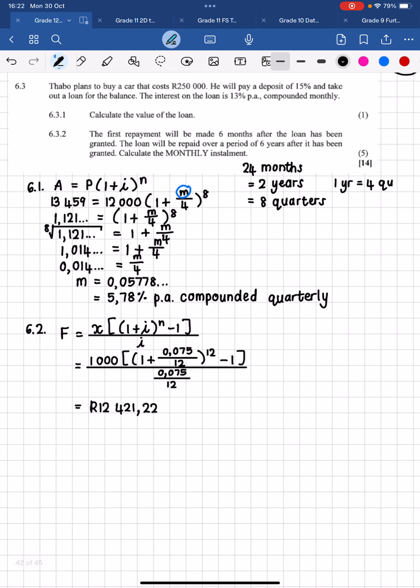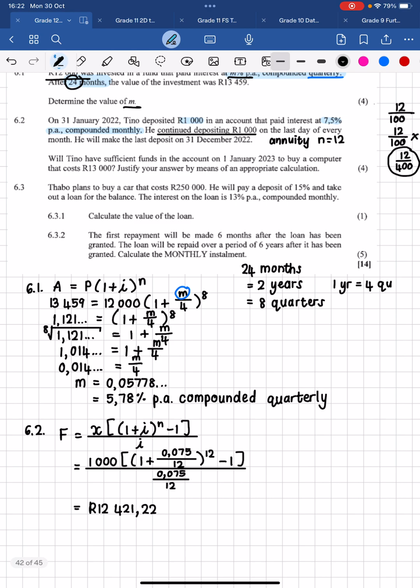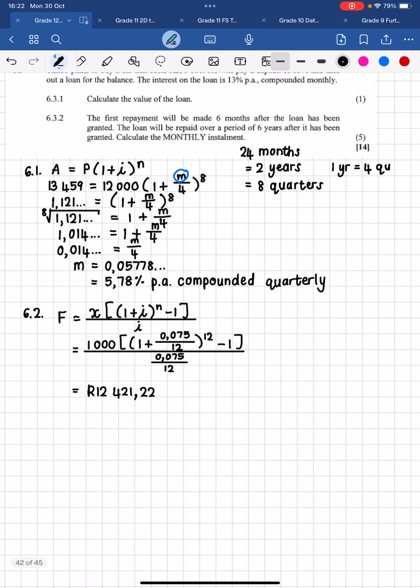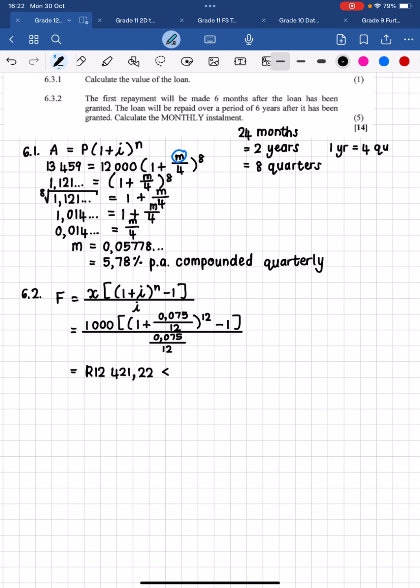All right, so that is the value that I'm getting. I can just show you on my calculator. That's what I got. Now, remember, what was the question? Will Tino have sufficient funds in the account on 1 January to buy a computer that costs 13,000 Rand? Unfortunately not. So now we're going to say this is less than 13,000. That's just my little reason for my answer there. Therefore, no. Or if you have time, you can write, he will not have enough money for the computer, or just something along those lines. But no is also fine. They'll know what you are saying.